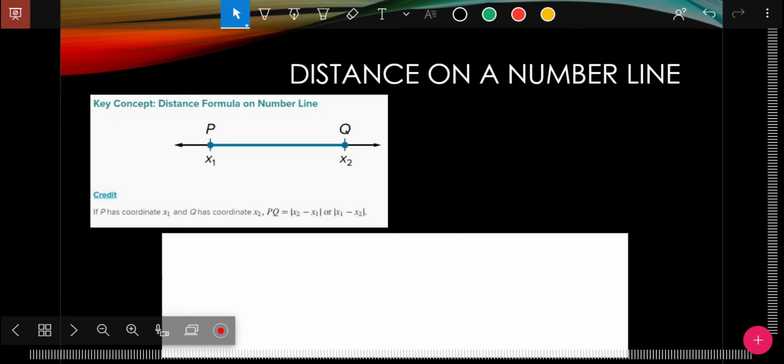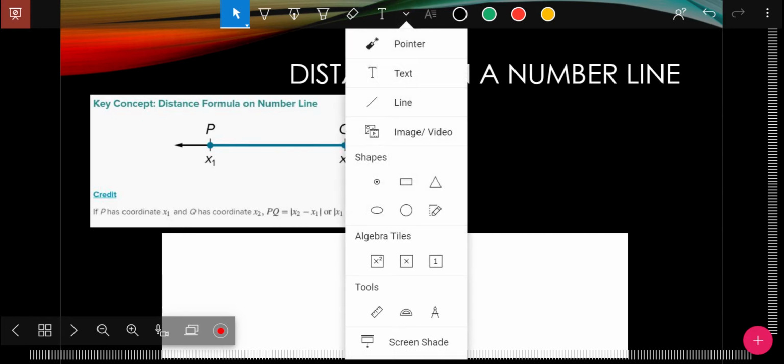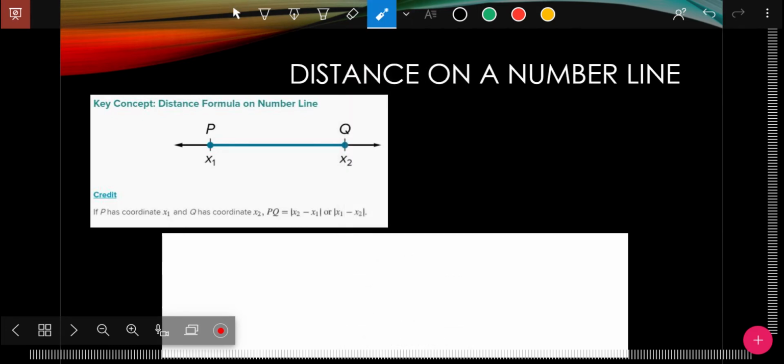All right, and so the book is just saying if you have from P to Q, you can just find that measurement by subtracting. Now, the book says it doesn't really care whether you do x2 minus x1 or x1 minus x2, but you've got to use the absolute value. And so I always say x2 minus x1, but let's look at one example real fast and make sure we understand why absolute value. And so I'm going to give myself a real quick number line.